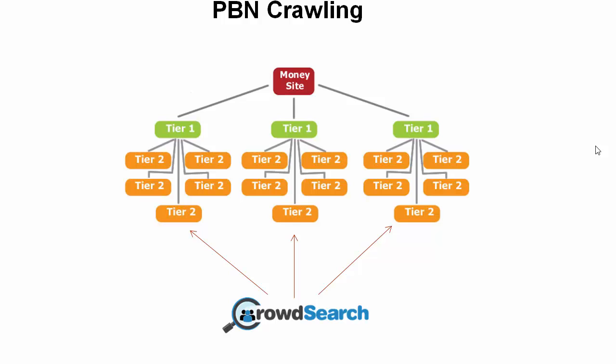Alright, in this video I'm going to talk about using CrowdSearch to make your PBNs more powerful and also your money site. The way this works is you can now use CrowdSearch to go through different tiers and then end up on your money site. This is a huge signal because the relevance of your PBN to your money site is all seen by Google and the other search engines.